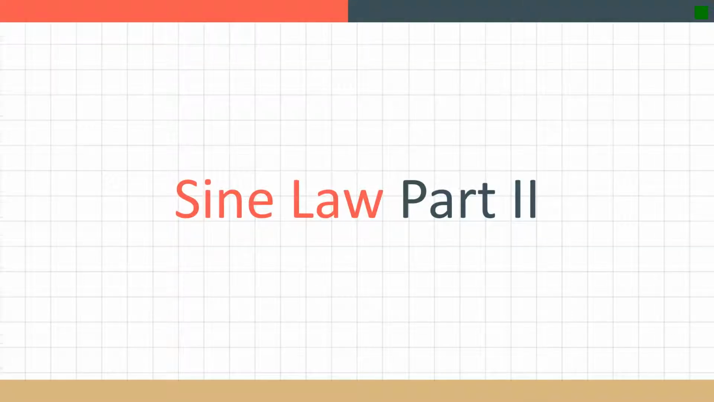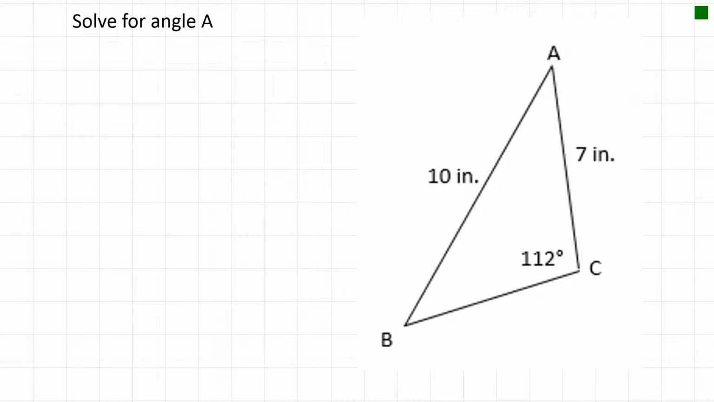Sine Law, Part 2. So we're going to solve for a missing angle, and again notice that this is not a 90-degree triangle, so we can't use SOHCAHTOA and Pythagoras for this. We have to use either the sine law or something that we're going to be learning in the future, cosine law. Now, how do we know that the sine law is the one to use?